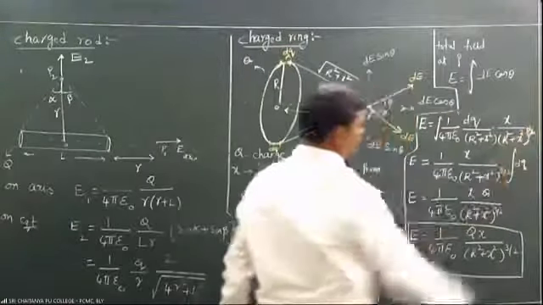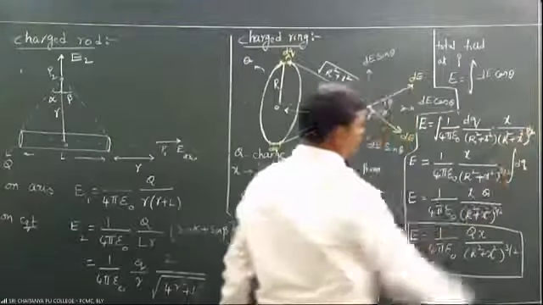Differentiation of this. This is E. dE by dx. If you differentiate this, it is equal to 0. So there is no need for that differentiation at all. After this differentiation, we get E is maximum when x is equal to r by root 2. You remember this. Very important point. At x is equal to r by root 2, E is equal to E maximum.